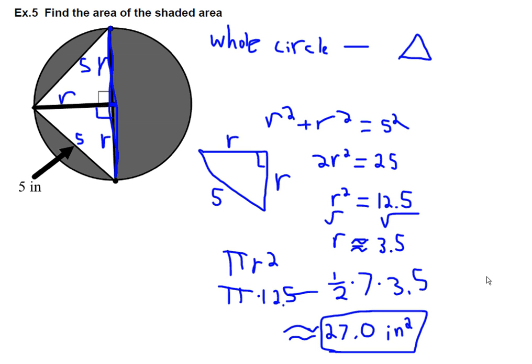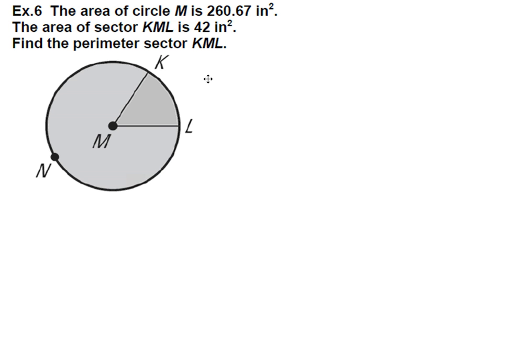Okay. Let's go on to the last problem. It says the area of circle M, so the whole circle, is 260.67 square inches. The area of sector KML is 42 square inches. All right, they're giving us both areas. Find the perimeter of sector KML.